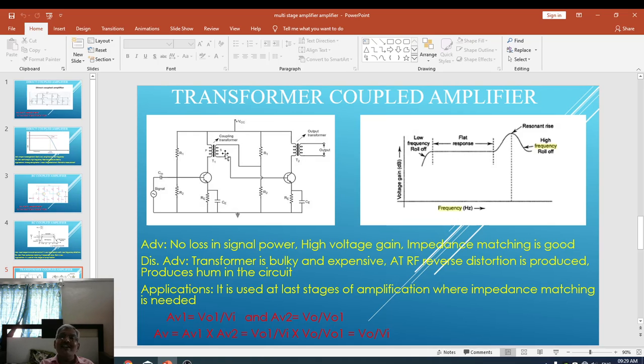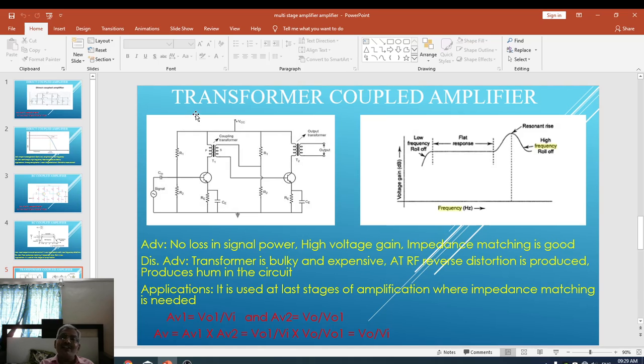In this case, the primary winding of the transformer acts as a load connected between the collector of the transistor and the power supply, VCC, whereas the secondary output is given to the base of transistor 2, which is the output voltage of the first stage and acts as an input voltage to the second stage.